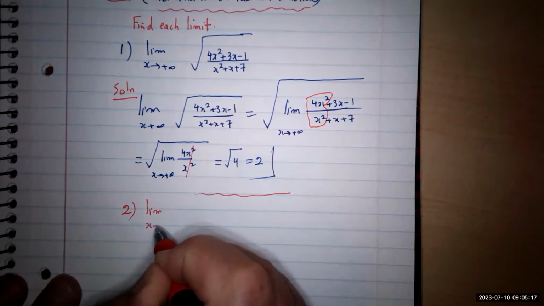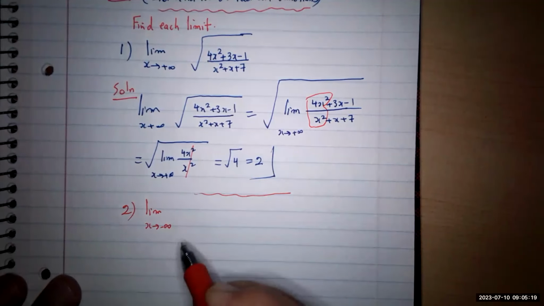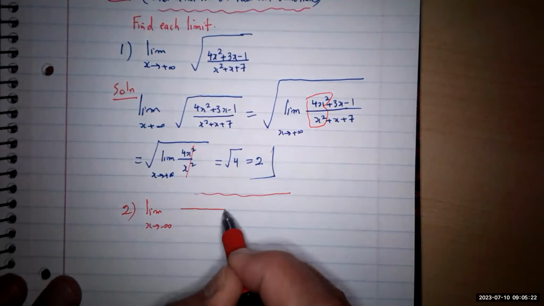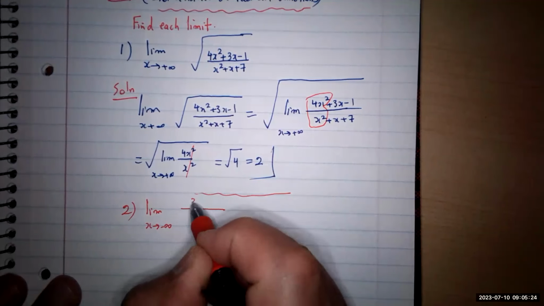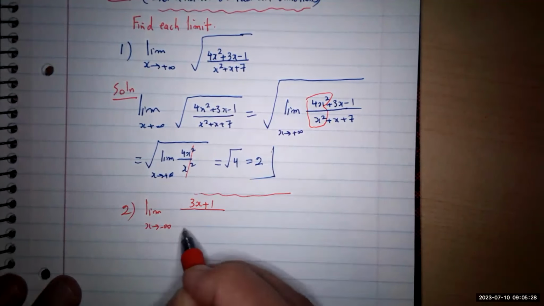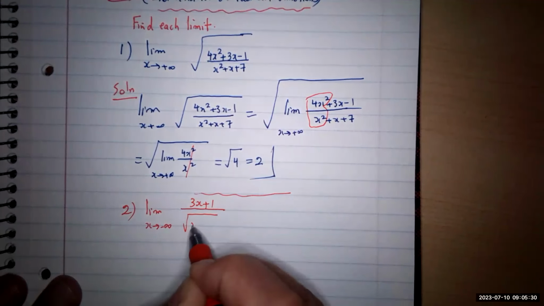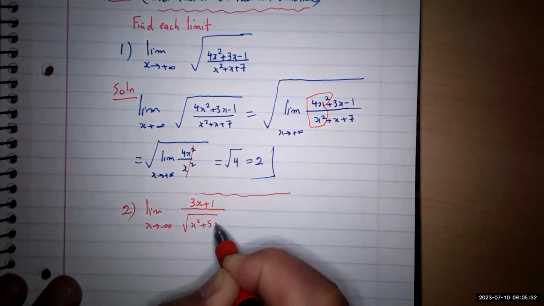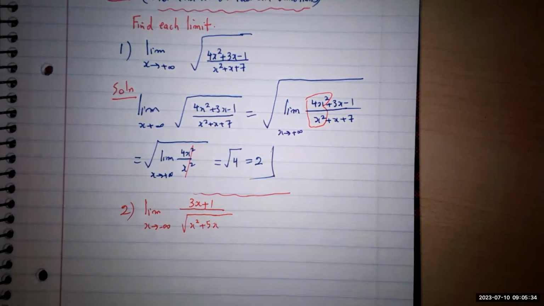Limit as x goes to negative infinity of 3x plus 1 on the top over the square root of x squared plus 5x on the bottom. Look at this one. That's a typical example that we're going to have. Okay, let's say I'm going to do it.